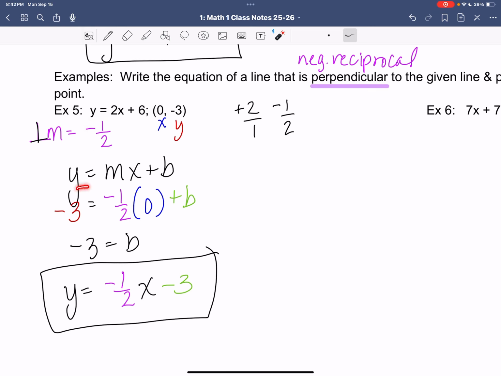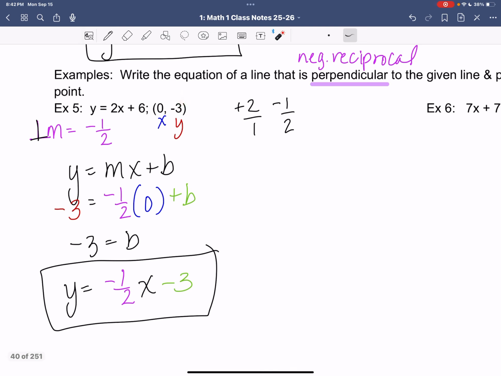All right, so we wrote the equation. We're going to plug in what we know, and we're going to solve for what we don't. So now, 1/2 times 0 is 0, so we're left with b equals negative 3, which truthfully, I wouldn't have had to do all that. I just knew that my x was 0. So let's put it all together, but remember to use the perpendicular slope now. And this is your equation of a line that's perpendicular.